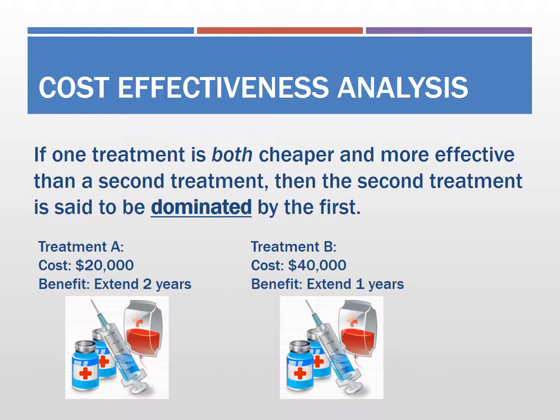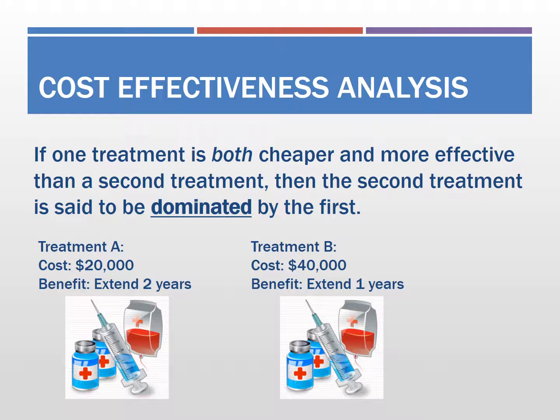So think about this simple case here. Let's suppose there is one treatment that is both cheaper and more effective than the second treatment. Then the second treatment is said to be dominated by the first one. So let's suppose we have this weird disease that happens in the world, and finally we came down to only two treatments for this weird disease. Treatment A costs about $20,000 in total, and it will extend the patient's life by 2 years from this disease.